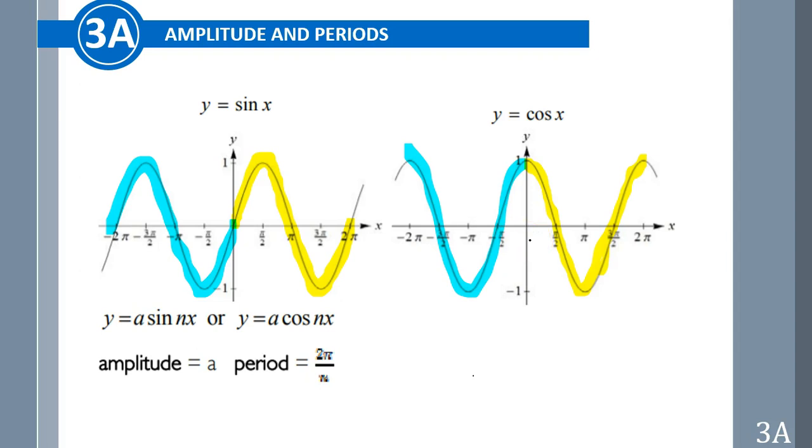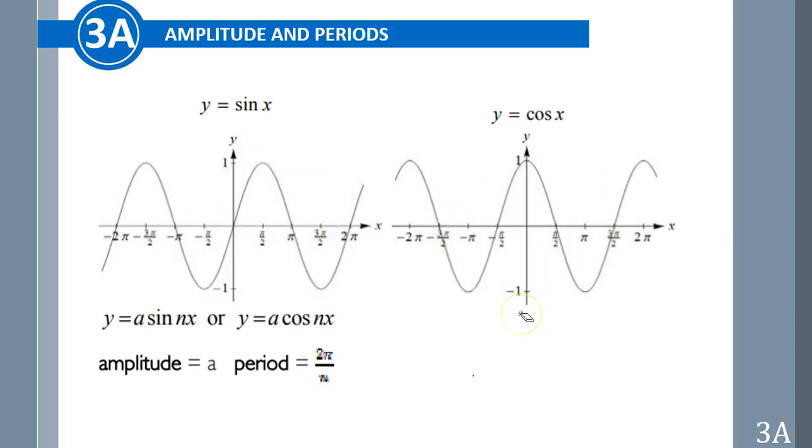So let's have a look at the information we've got here. Let's get rid of all that. Let's start with the sine graph. So we've got y equals a sine of nx. So the a tells us the amplitude. The number out the front tells us how high we're going. And in this case it's 1.